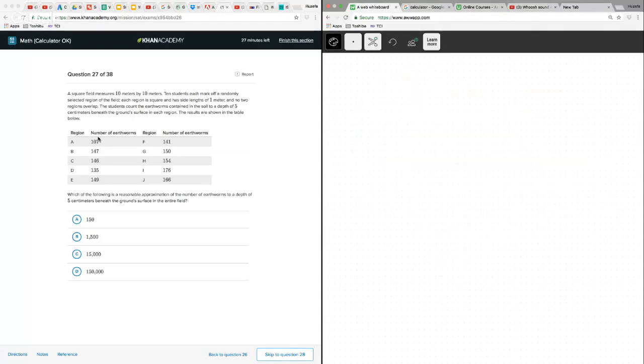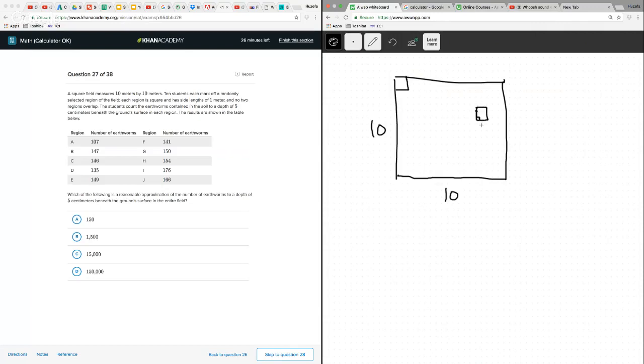All right, let's see here. A square field measures 10 by 10. Oops. Let's draw it out, like this. 10 by 10. 10 students each mark off a randomly selected region of the field. Each region is a square and has side lengths of 1 meter. So we have a little one here, maybe another one here. How many? 10 students. Okay, cool.